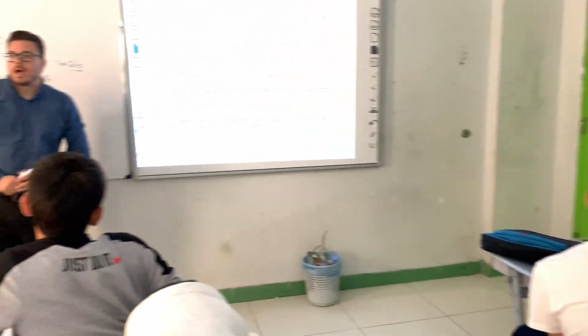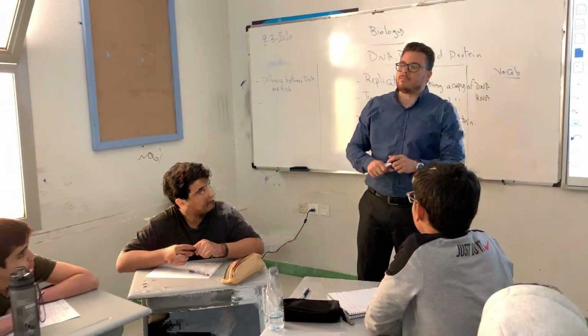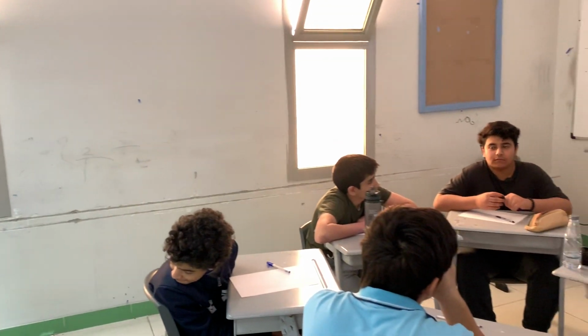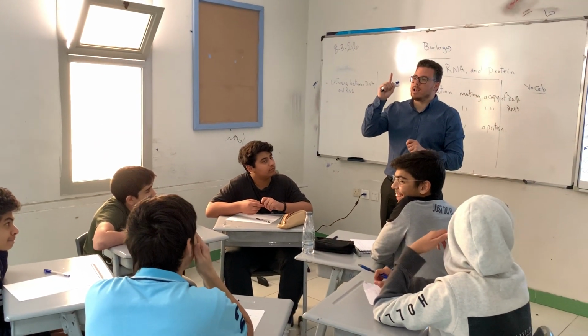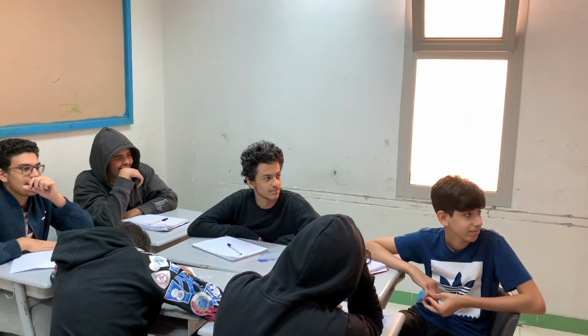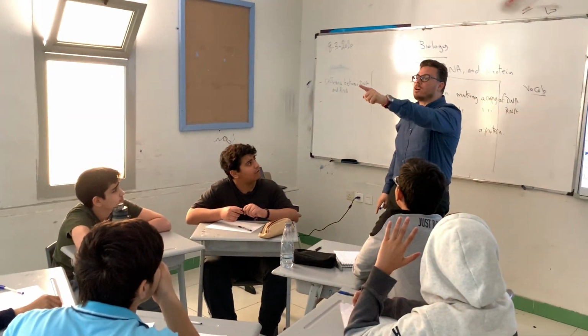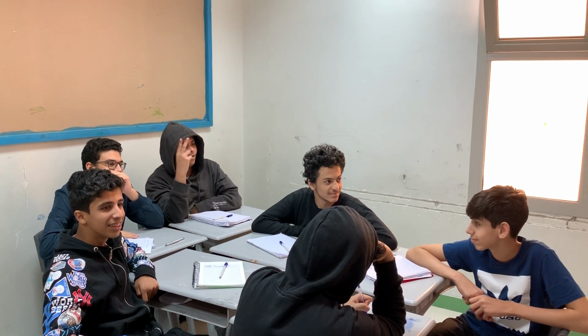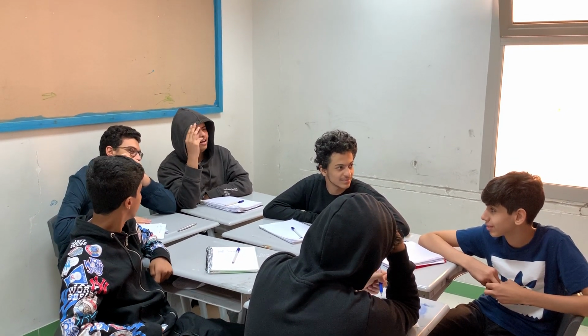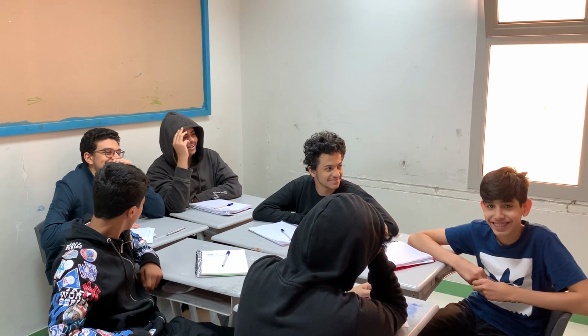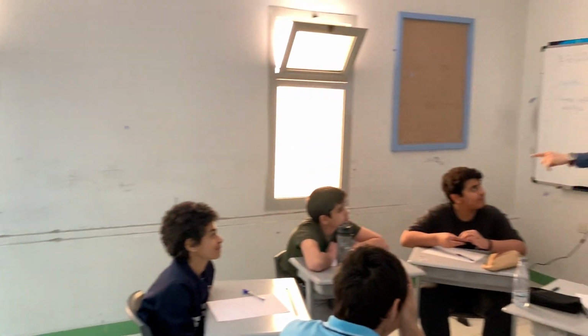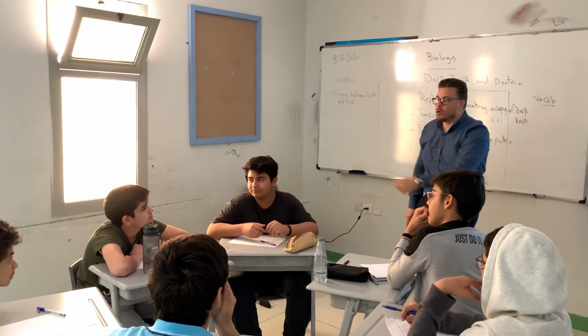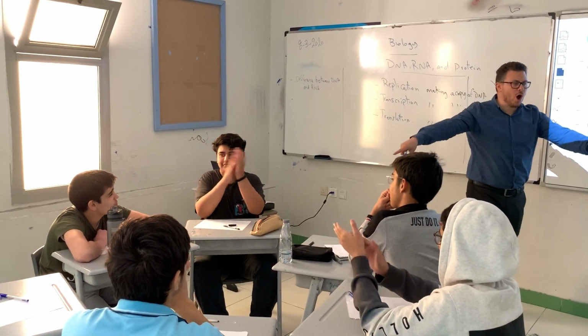Good. Talal, how many nitrogen bases do we have? Four. Do you agree? Five. Okay, so you said four. What are the four? Adenine, guanine, thymine, cytosine. Perfect. You said five. What's the fifth? Uracil. Clap for him. Very strong.